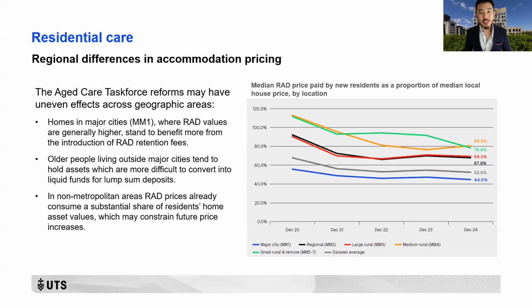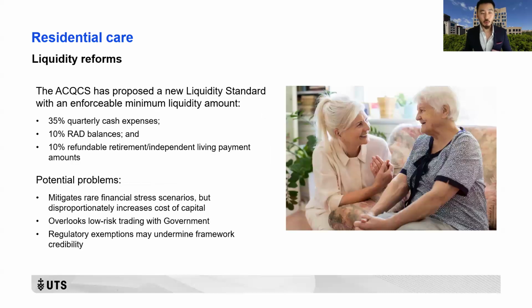So moving on to the second issue, and this is regarding liquidity reforms. The Aged Care Quality and Safety Commission has actually proposed a new liquidity standard with an enforceable minimum liquidity amount. That is, providers need to have sufficient liquid assets on hand to cover 35% of quarterly cash expenses, 10% of RAD balances, and 10% of refundable retirement and independent living payment amounts.